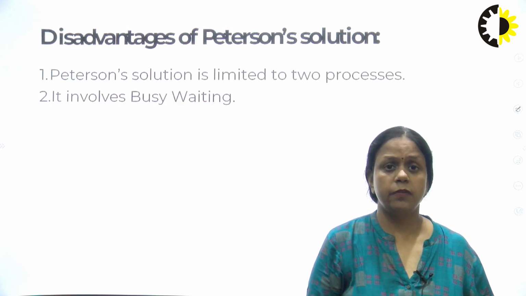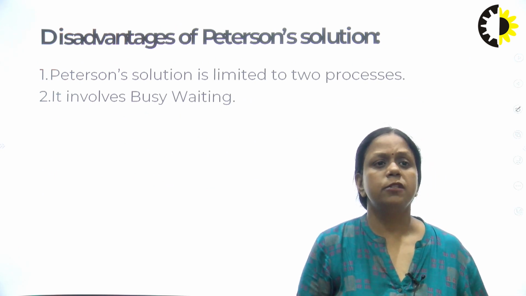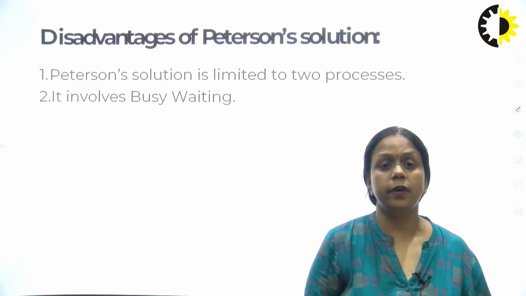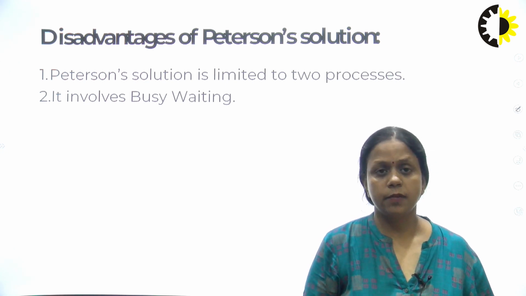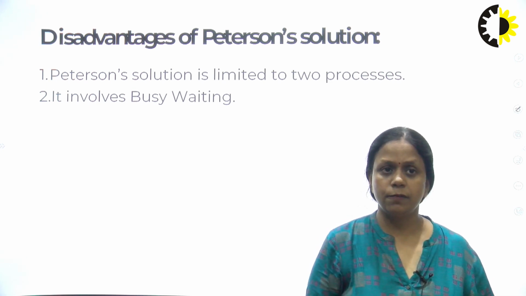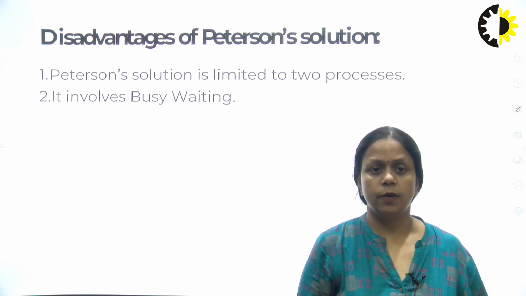And now the disadvantages. What are the disadvantages? The disadvantage of the Peterson solution is that it is limited to two processes only. We don't have more than two processes here. This is an algorithm or solution for two processes only, and it involves busy waiting, which is a disadvantage of this mechanism. Okay.